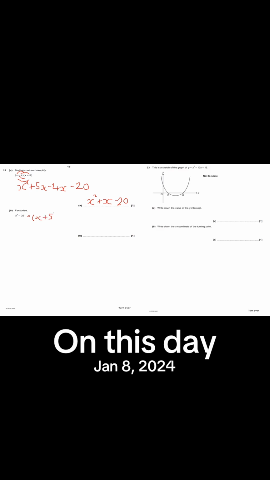Okay, because 5 squared equals 25. Okay, one bracket is going to be positive, one bracket will be negative, so it cancels out the middle term, so there are no x's. Okay, and I get left with just x squared minus 25 when I expand this double bracket.